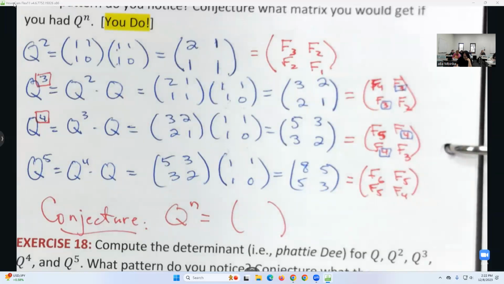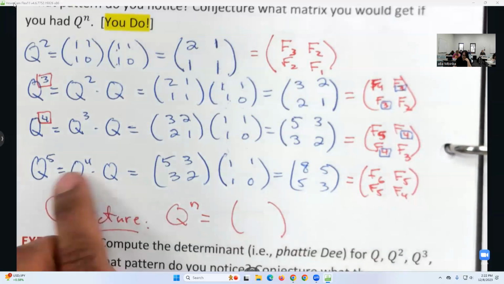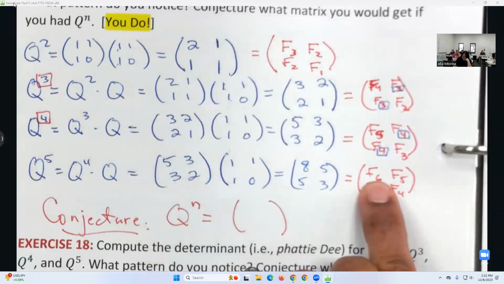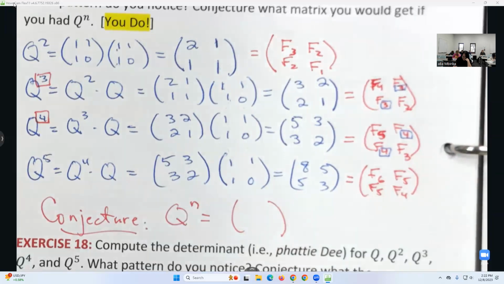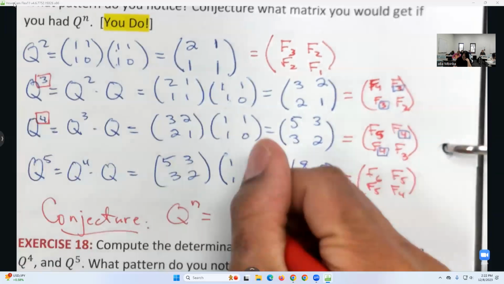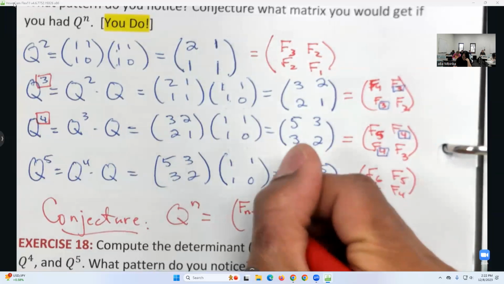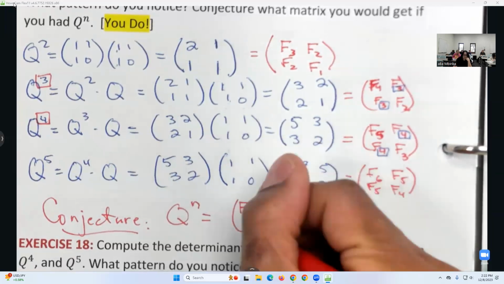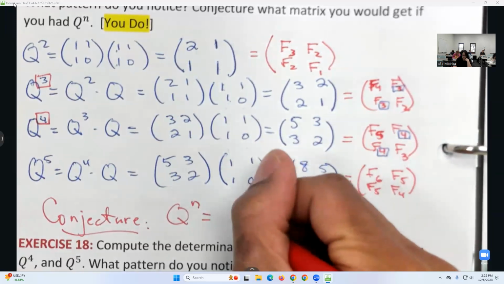What's the top left entry? F(n+1). Because in this example, we see a 5 here, and then this number is a 6. So it's one more than the exponent in the top left. So we have F(n+1). And then in our anti-diagonals, what is the subscript?